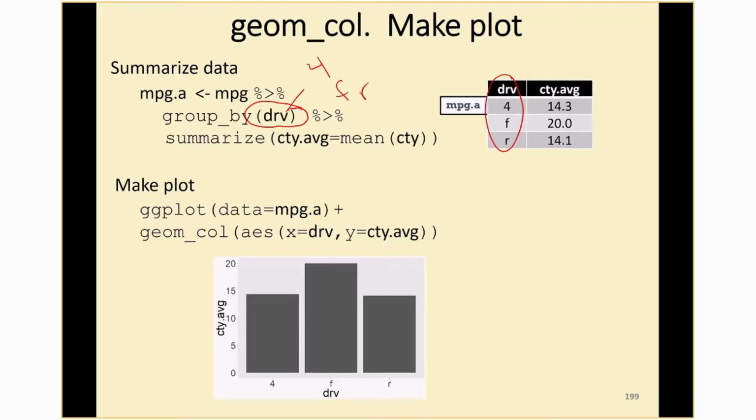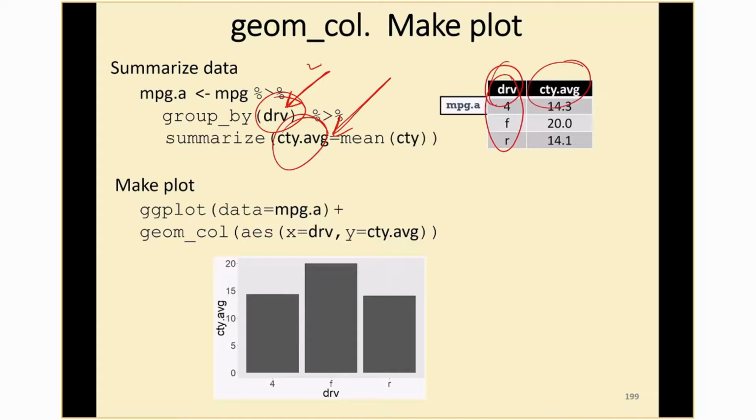How many variables are going to be present? Well, the only variables that are going to be present are those that are either specified in the grouping statement or created by the summarize statement. So we're going to have these 2 variables, drive and city average. Those are the 2 variables that we've got.